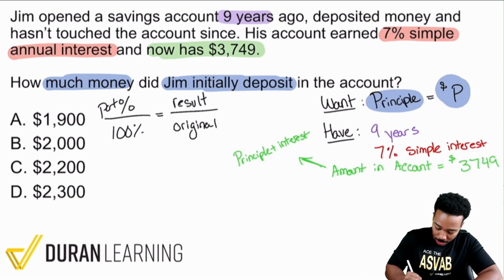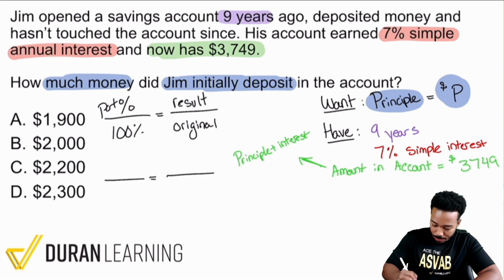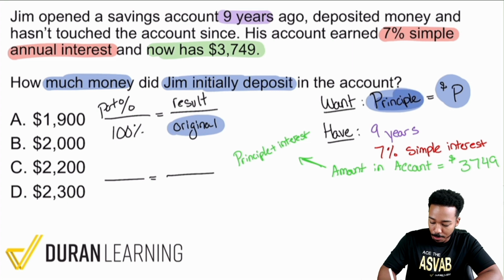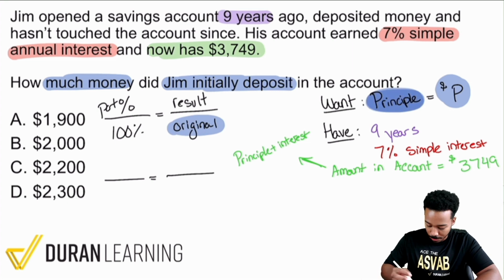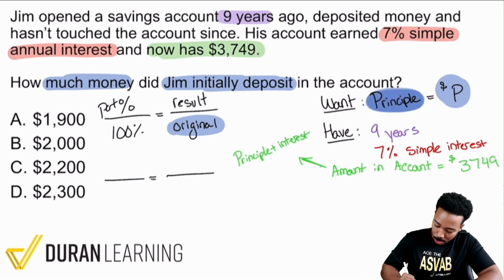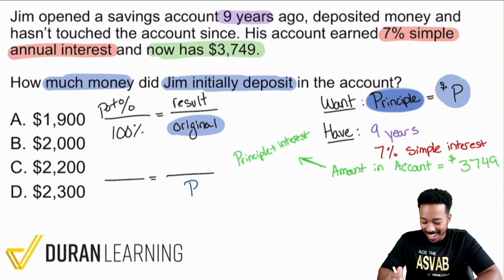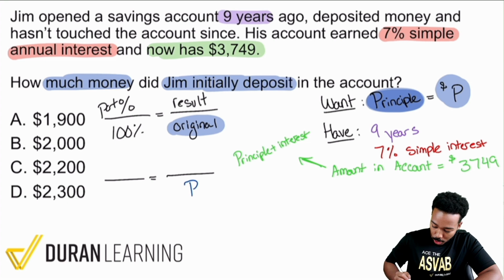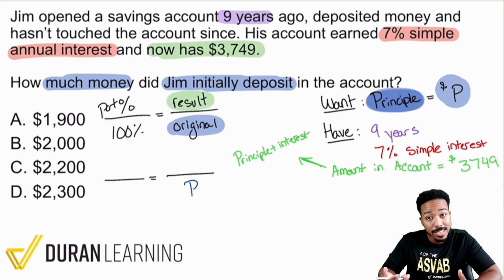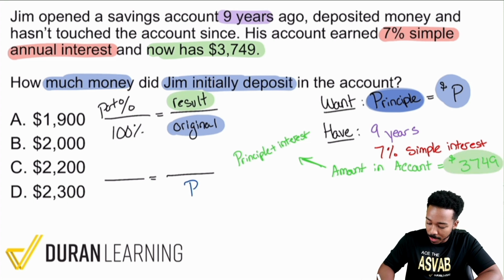If I go ahead and just start filling out the right side here, what's my initial amount? The original. That's the principal, right? And so I'll go ahead and write my principal out right here. P. I don't know what it is. I don't care, right? And so what goes up top? What's the result that we're looking at? Well, that's the amount in the account. And the amount in the account is 3,749.